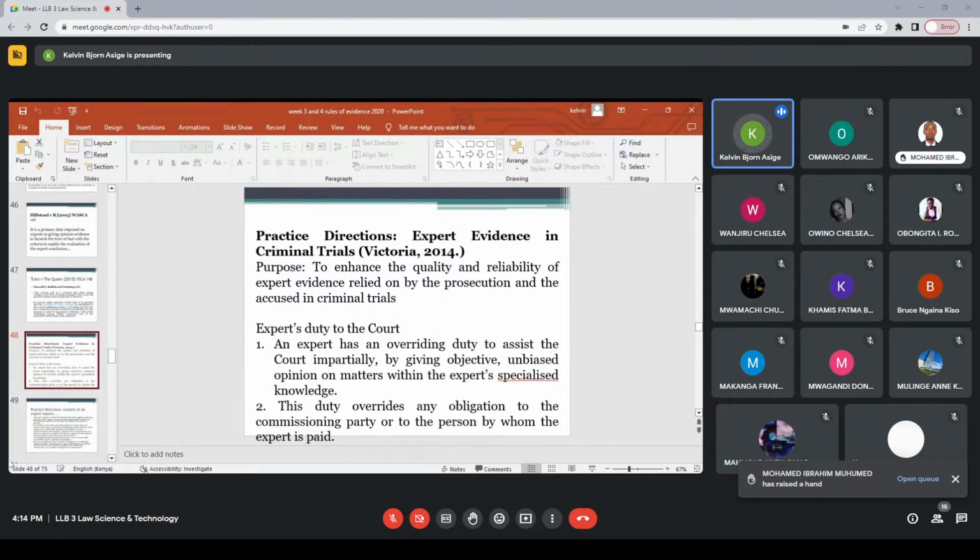So there can be that kind of conflict, but what is supposedly understood is that there is an overriding duty to the court that is given by the expert, regardless of who has commissioned them, regardless of who is paying them, so that there are consequences if they breach that overriding duty. All right, Ibrahim, go ahead.